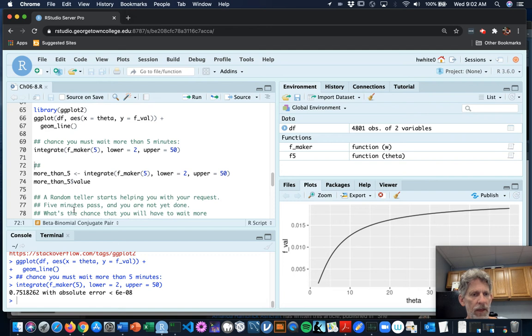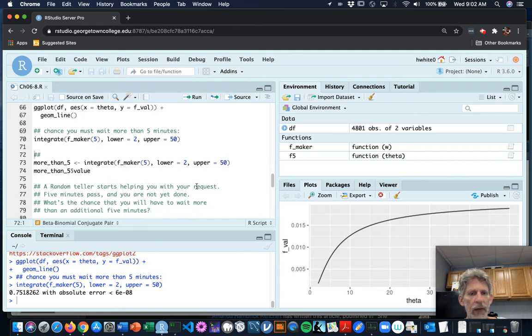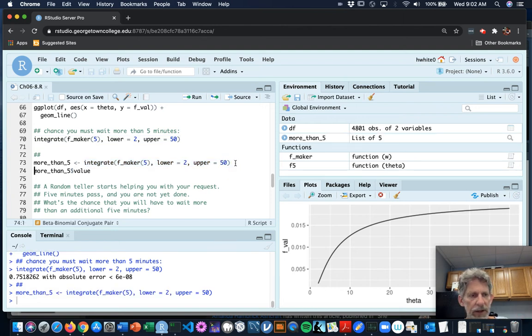Okay. I would like to save that number for future use. So it kind of makes sense that you might set up a name, how about more_than_5, and bind to that name the number which is the result of doing that process right there. So let's go ahead and run line 73 here. And you get more_than_5 in your global environment over here.